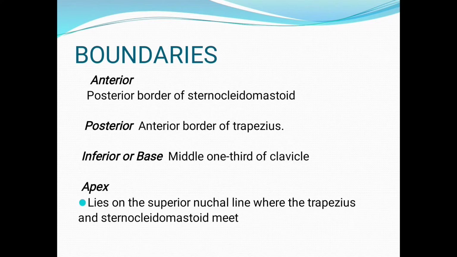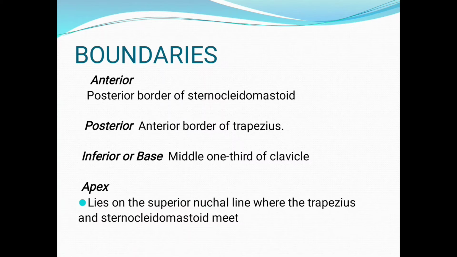On the anterior aspect of the posterior triangle, we all know that the sternocleidomastoid muscle is present. So the anterior boundary will be formed by the posterior border of the sternocleidomastoid muscle. The posterior boundary will be formed by the muscle present posteriorly, the trapezius muscle, and the anterior border of trapezius will form the posterior boundary of the posterior triangle.